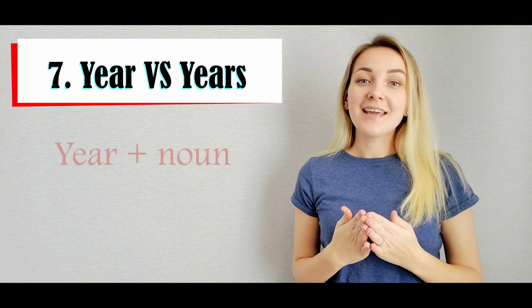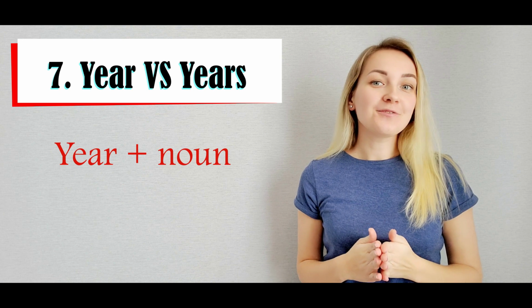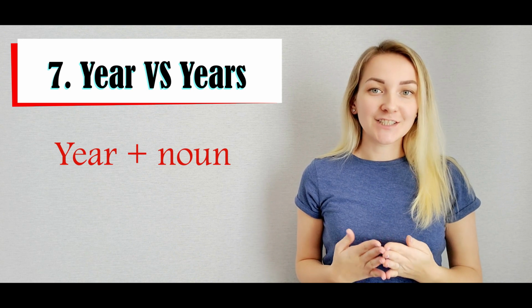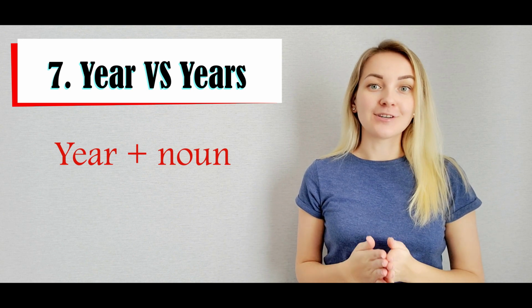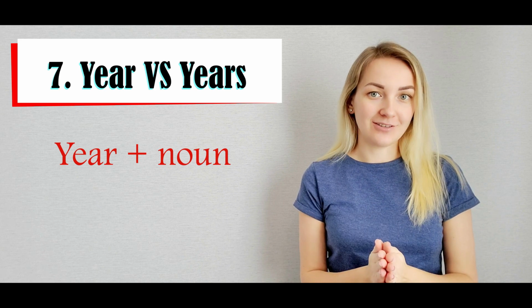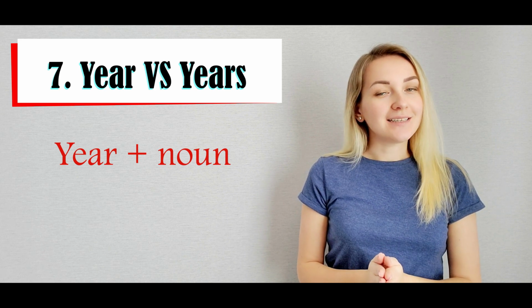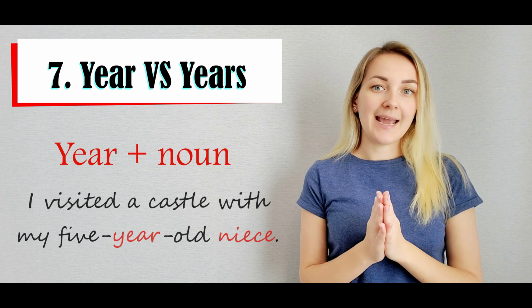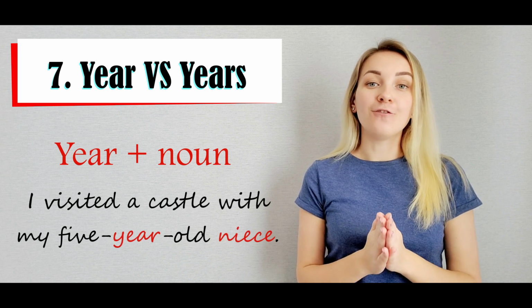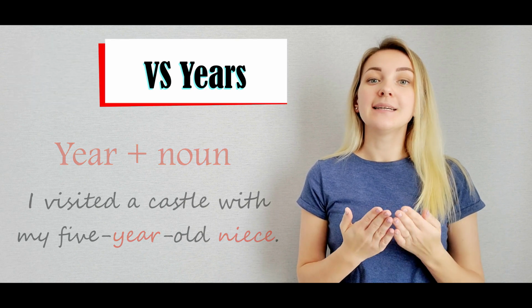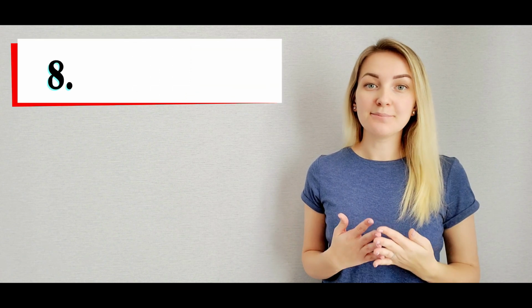However, when the age is expressed in form of the adjective and it stands before the noun, the word year is always singular. So the correct one is: I visited a castle with my 5-year-old niece.